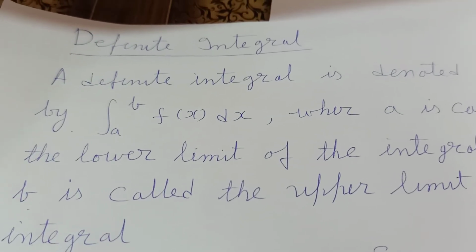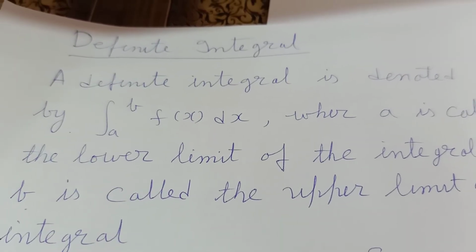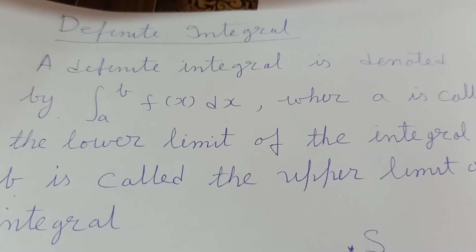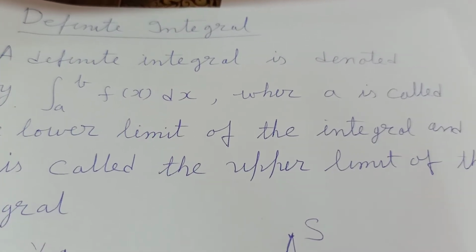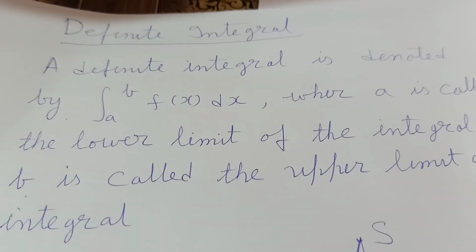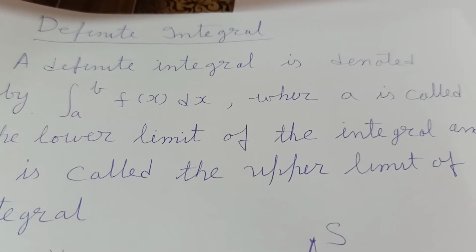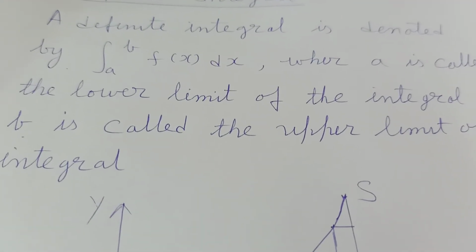Now we will discuss definite integral. A definite integral is denoted by this symbol, integral from a to b of f(x) dx, where a is called the lower limit of the integral and b is called the upper limit of the integral.